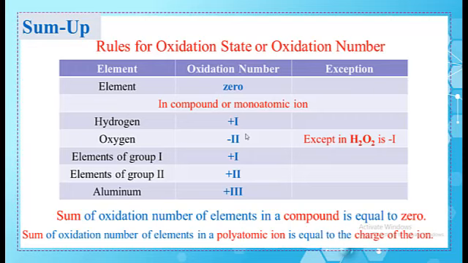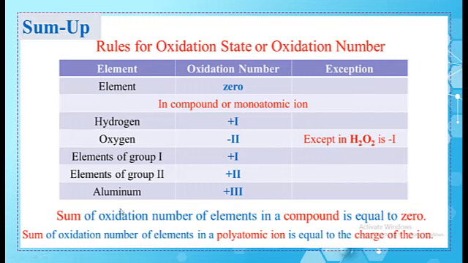To sum up, these are the rules for oxidation state or oxidation number. If the element is alone, its oxidation number is equal to 0, while if it's in a compound or monoatomic ion, hydrogen is plus 1 and the oxidation number of oxygen is equal to minus 2, but we have one exception: the oxidation number of oxygen in H2O2 is equal to minus 1. Elements of group 1 have an oxidation number equal to plus 1. The oxidation number of elements of group 2 is equal to plus 2, and the oxidation number of aluminum is equal to plus 3 in a compound or monoatomic ion.